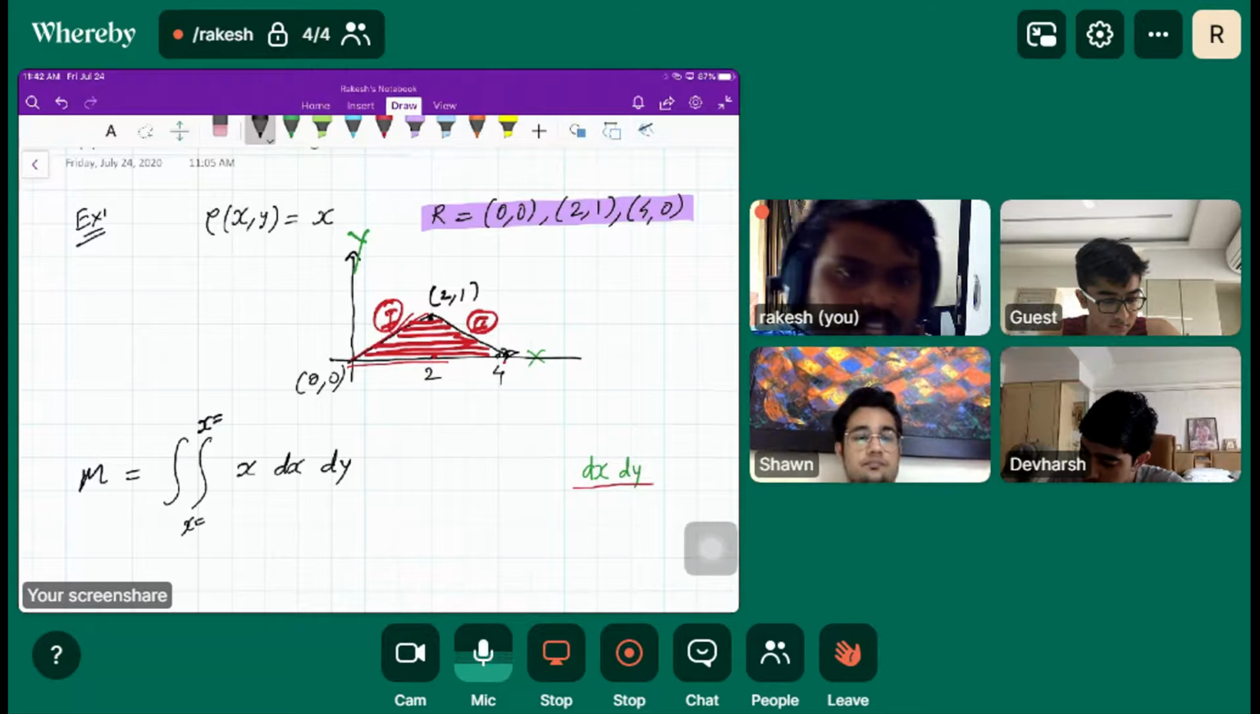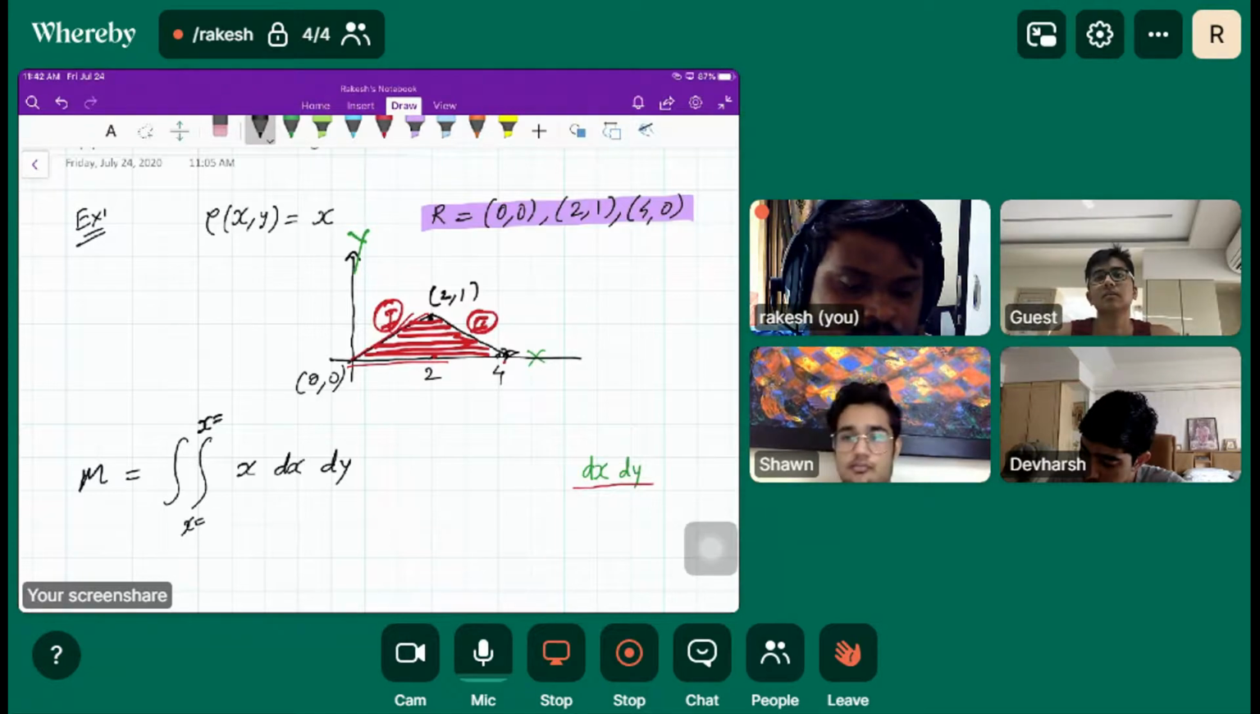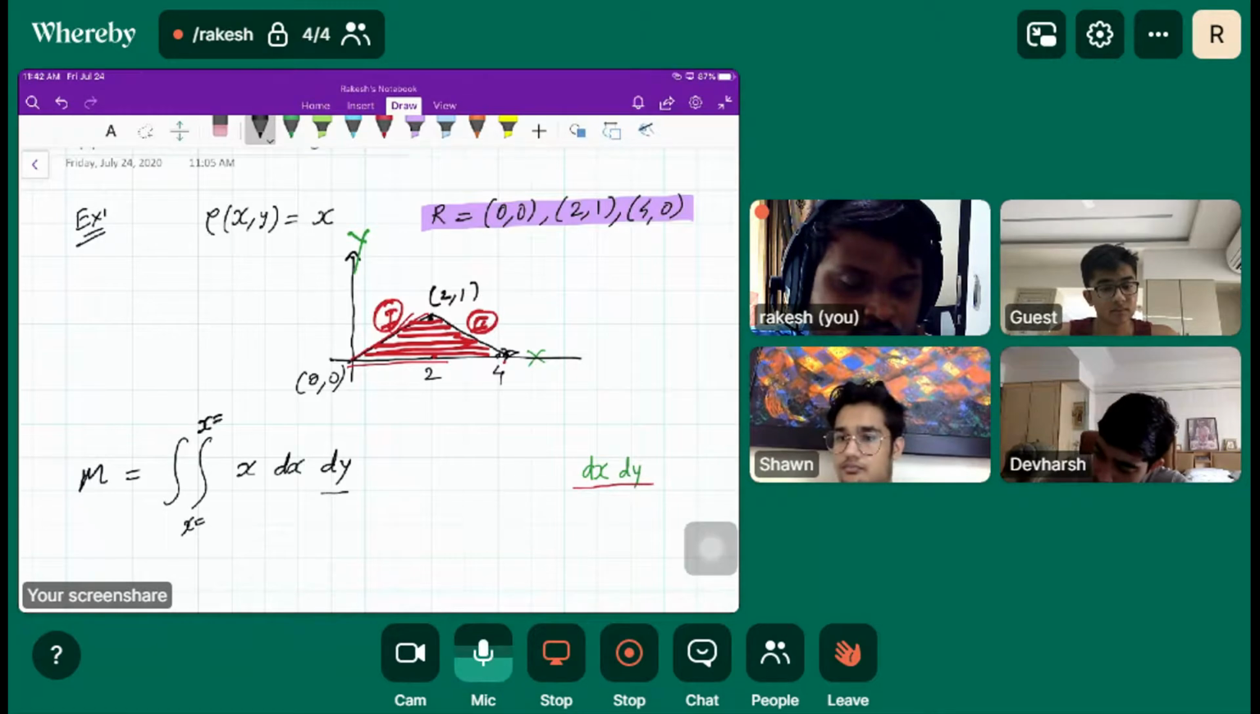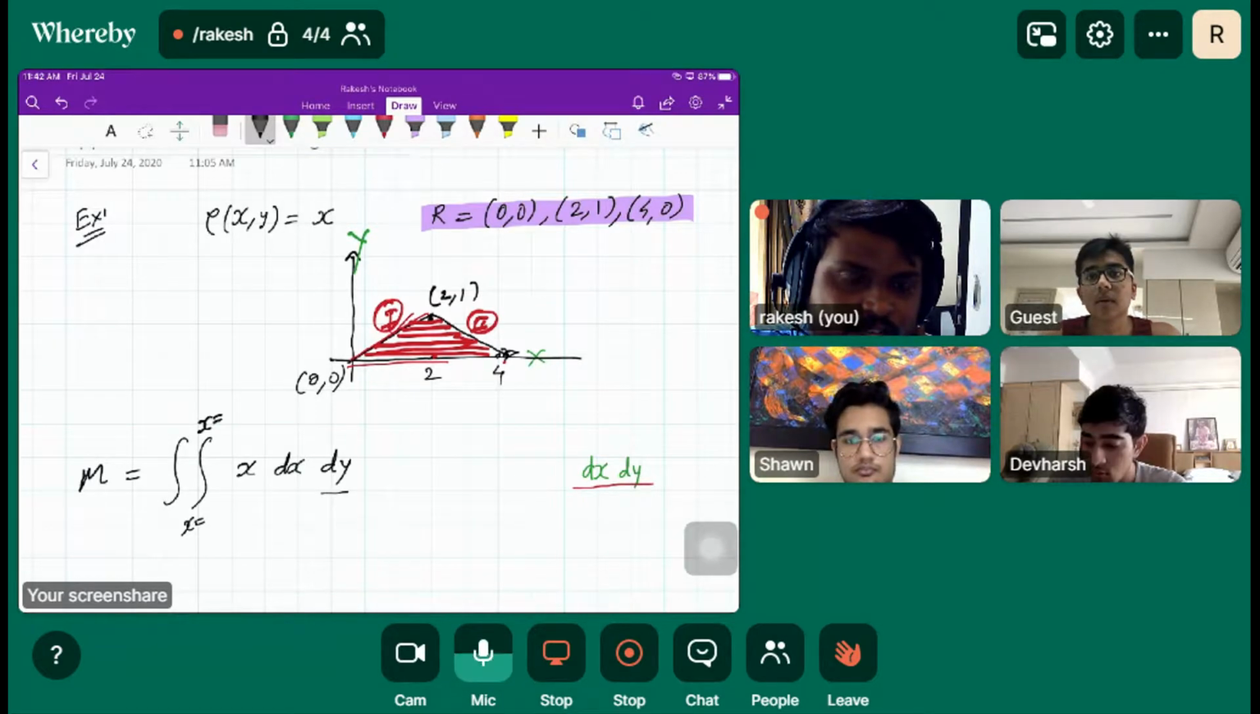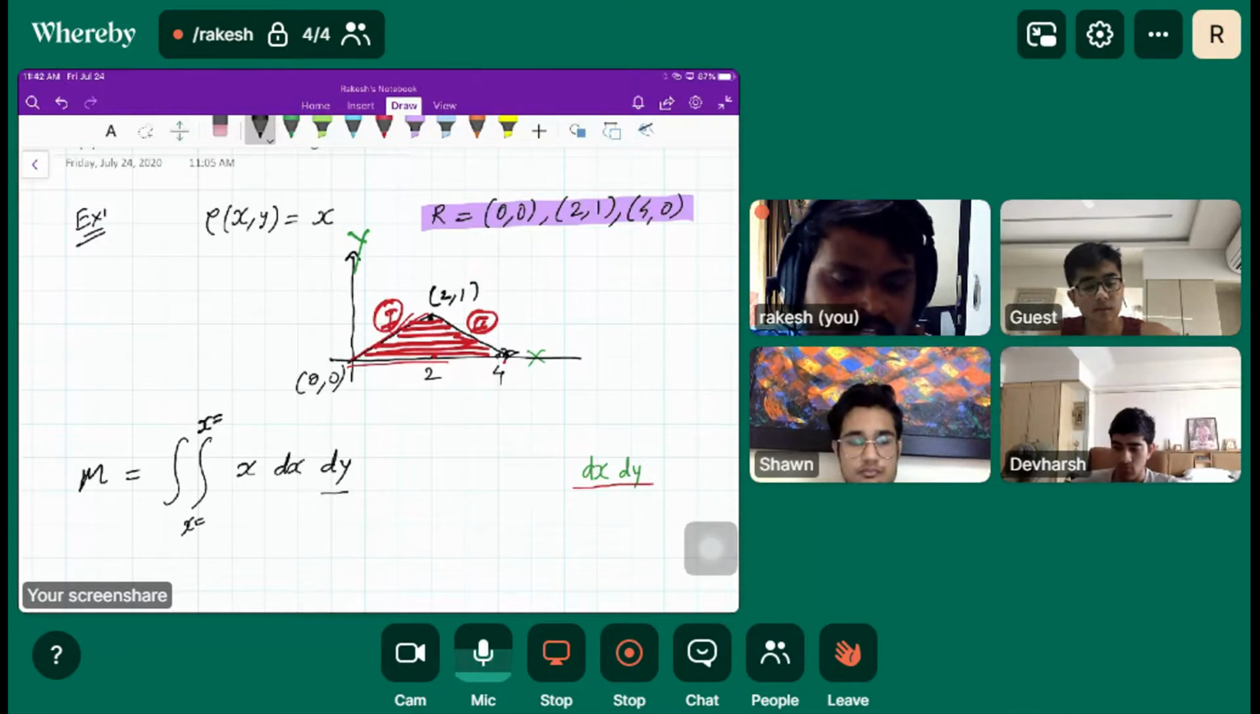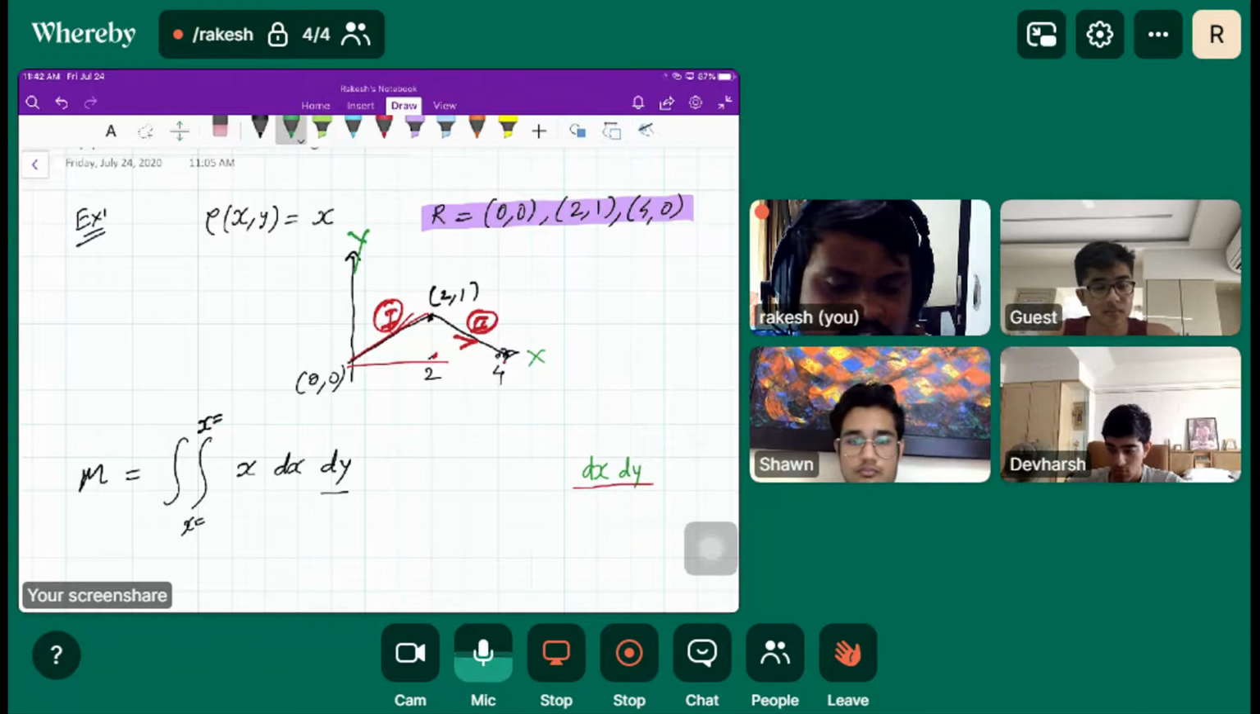What is the lower limit and the upper limit? 0 to 4. See, the outer limit has to be constant, first of all. The outer integral must be constant. We are talking about the inner integral, and that has to be x equal to something. I think you forgot a lot of things here.